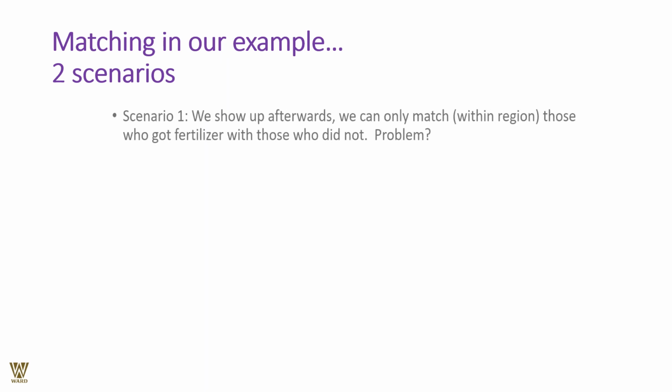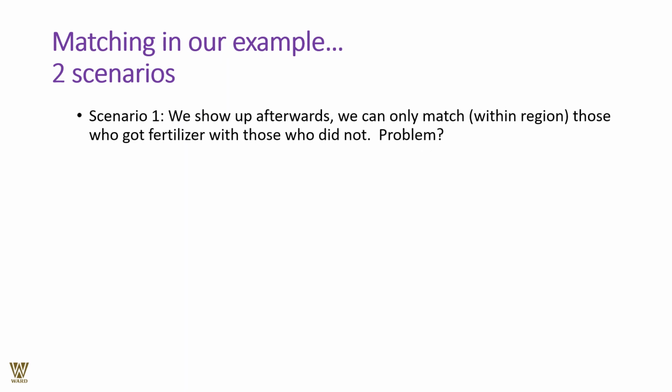If we can match those two scenarios, there would be a number of outcomes. Let's say scenario one, and then we'll discuss scenario two also. We show up afterwards. We can only match within region, mind you, those who got fertilizer and those who did not, because there were issues with it. So what is the issue? The problem is selection on expected gains or an ability which is unobservable. Absolutely, yes, you are selecting on expected gains, and probably you do not understand the reasons why it has got unexpected gains.